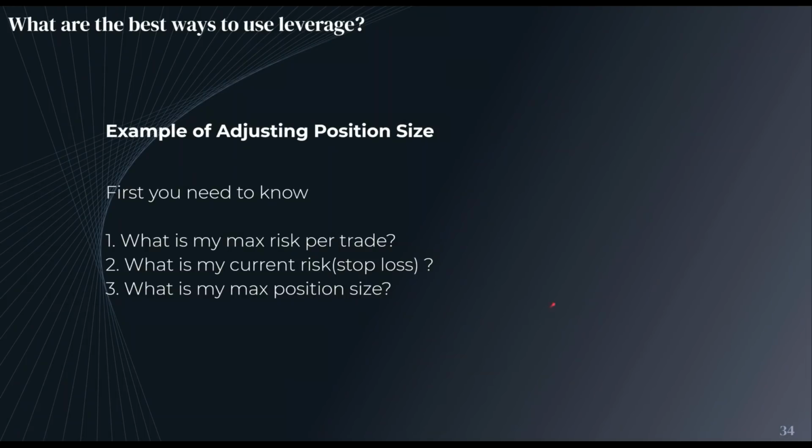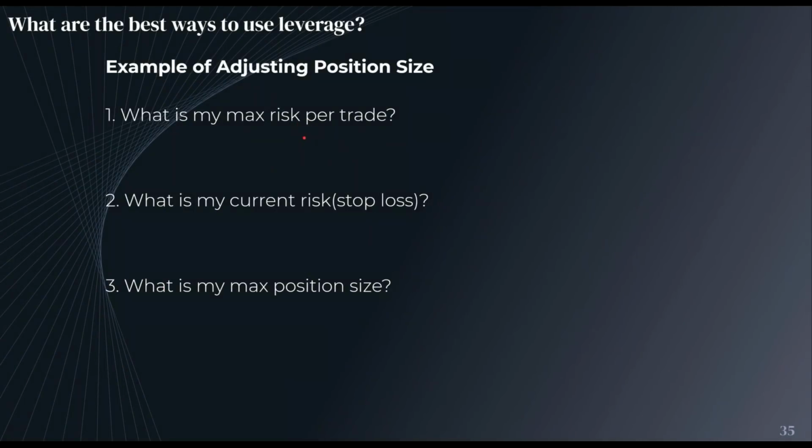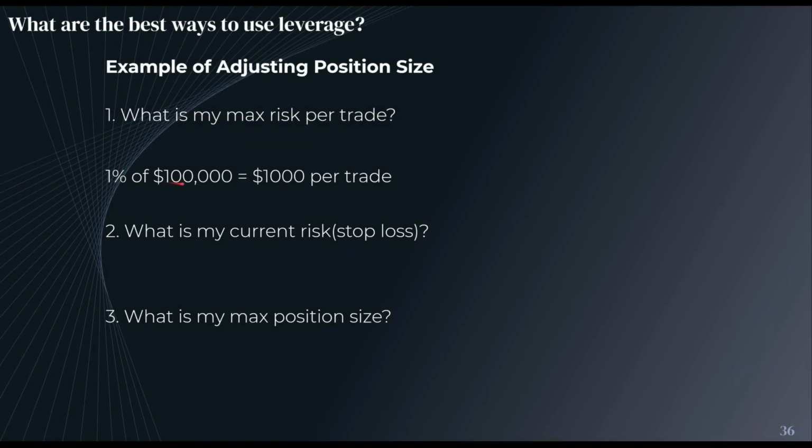This will be a lot clearer in an example. There are 3 pieces of information we need. What is our max risk per trade? My max risk per trade in this example is going to be the $100,000 portfolio, and I'm risking 1%. So 1% of this is $1,000 per trade. So I'm allowed to lose up to $1,000 per trade I take.